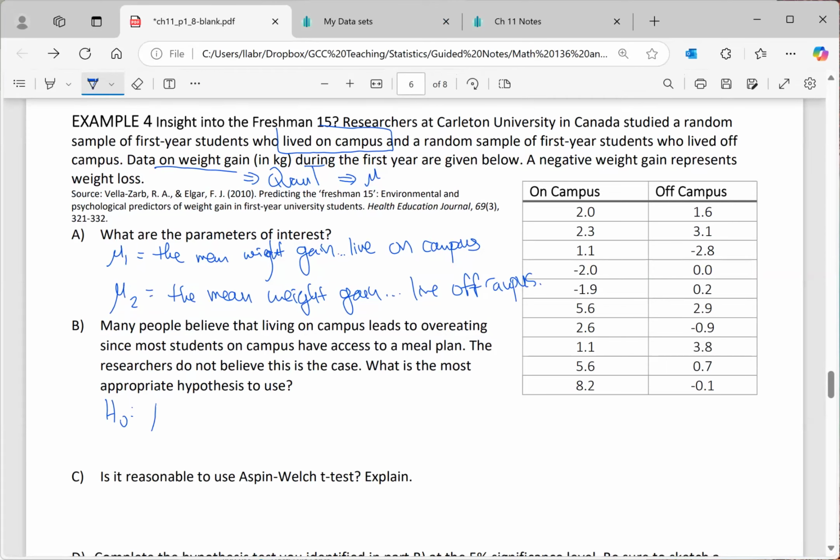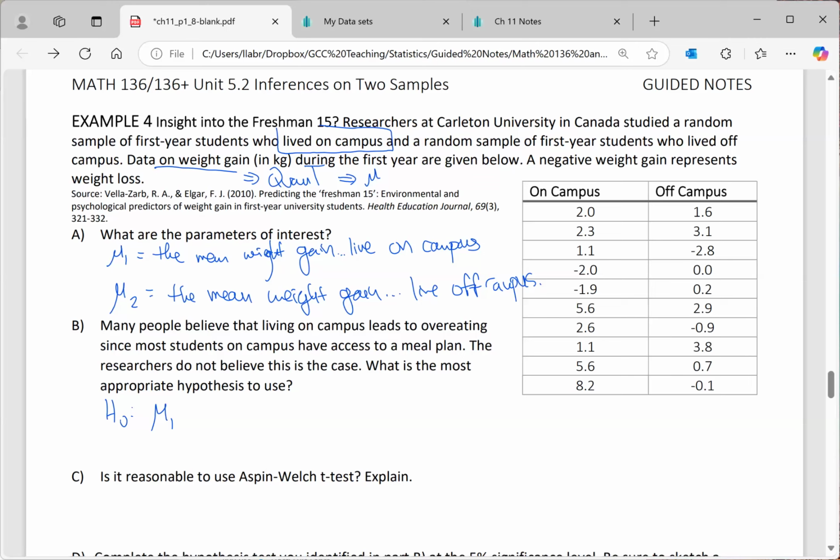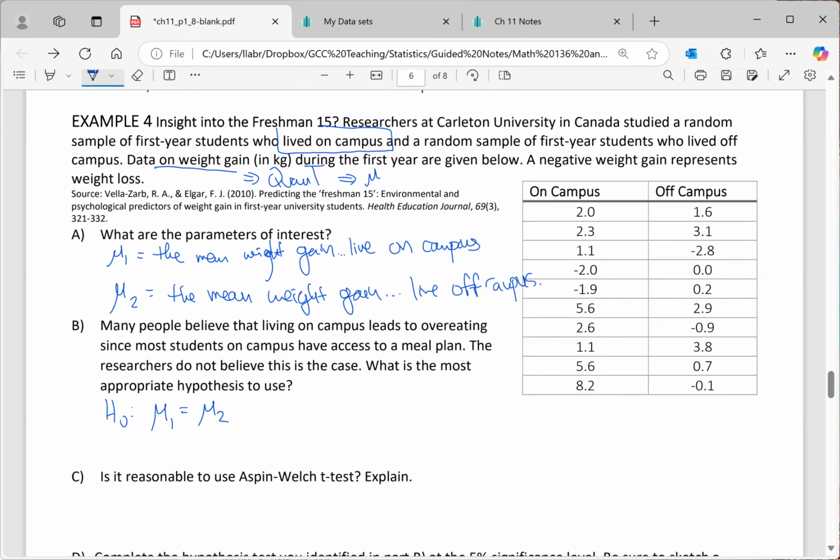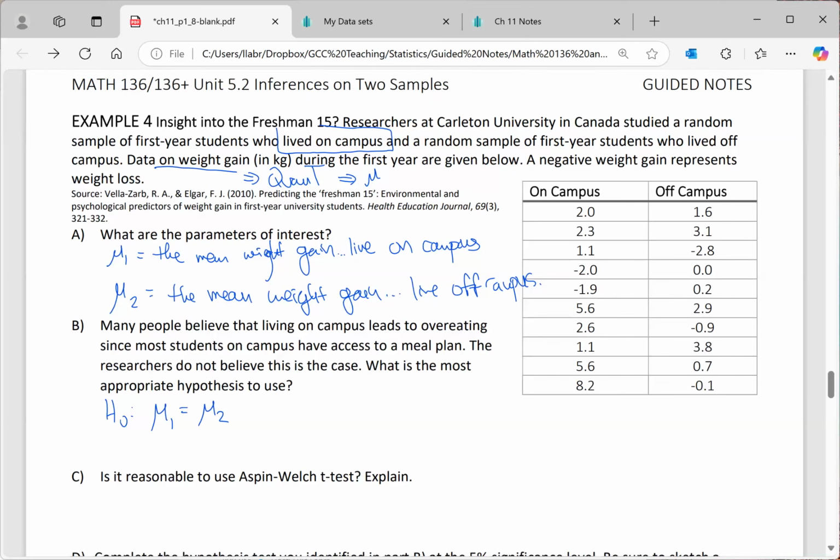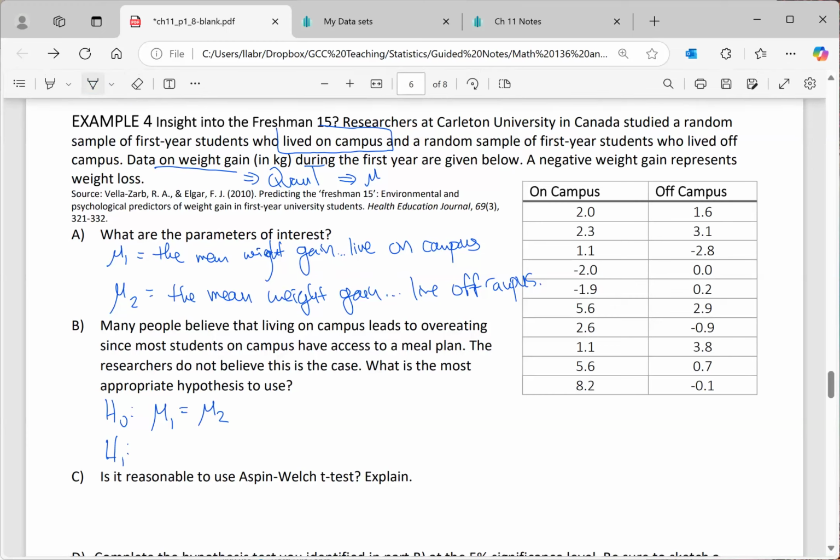I sure as heck know what the null hypothesis is going to be. That's simply going to be the hypothesis of no change. So for these groups, there is no difference between the weight gain, whether they live on campus or off campus. We're going to assume that they are the same. Now, for the alternative, they kind of started off by saying that it sounds like the people who live off campus, so that would be group 2, potentially would have a larger weight increase. But then they switched and said the researchers do not believe that that is the case.